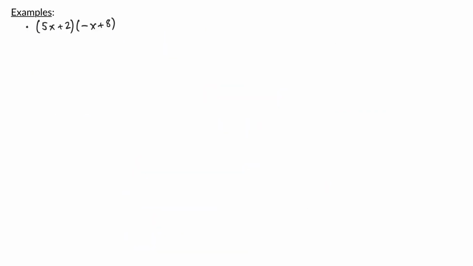In this next example, we have another product of two binomials. We're going to use the FOIL method to multiply these binomials. Remember that the acronym is F, O, I, and L. So let's do the multiplication. F stands for first. We're going to multiply the first terms of the binomials together. That's the 5x and the negative x. So for first, we have 5x times negative x.